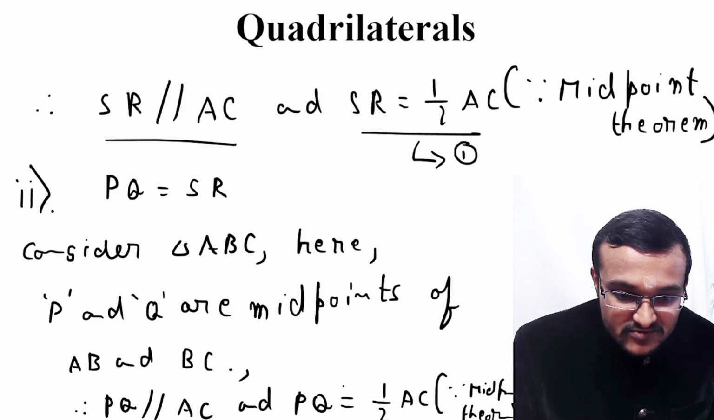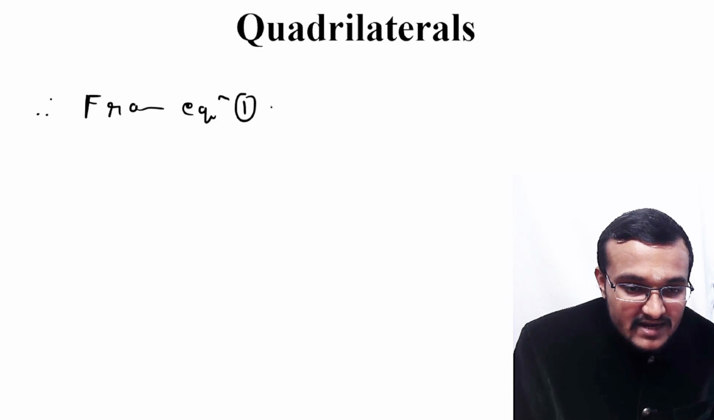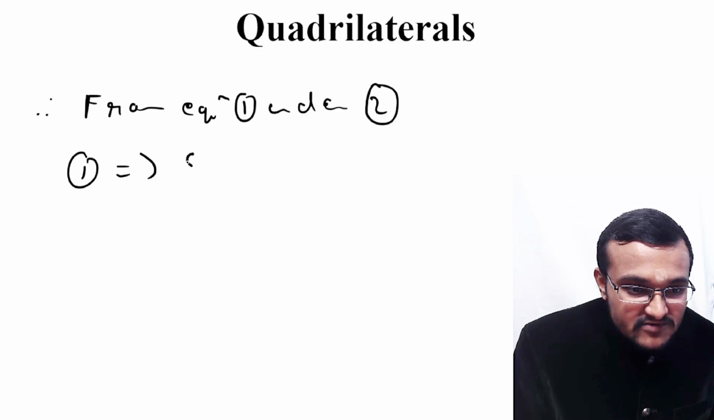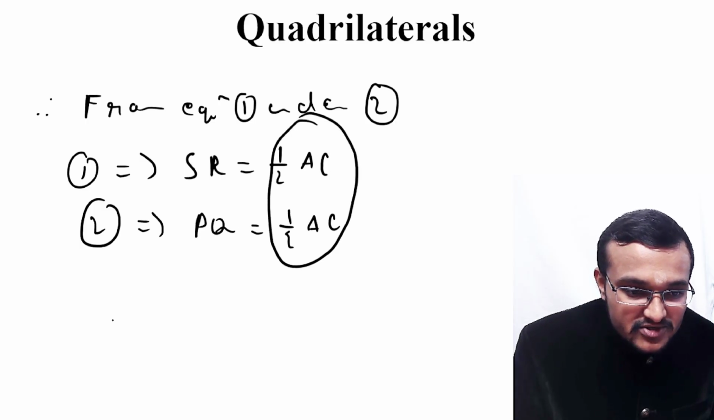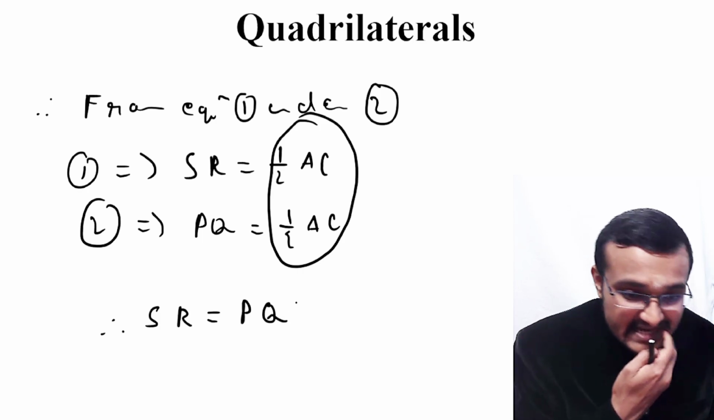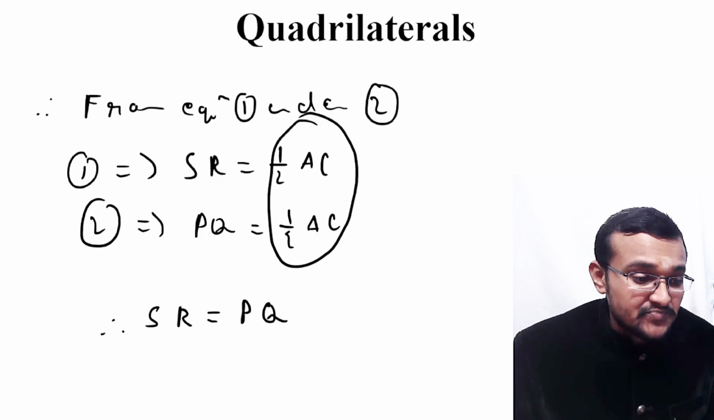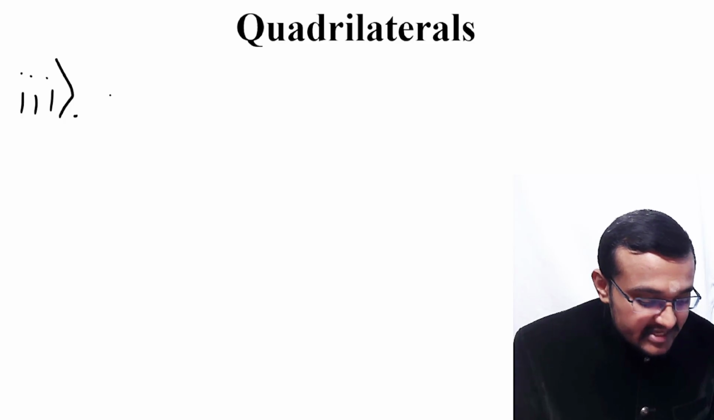Consider SR equal to half AC as equation 1 and PQ equal to half AC as equation 2. From equation 1 and equation 2, we have SR equal to half AC and PQ equal to half AC. Here the right-hand sides are equal to each other, therefore SR is equal to PQ. They had asked to prove PQ is equal to SR, and we have proved that.